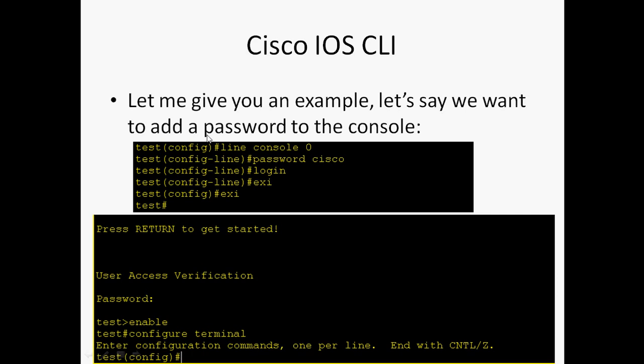Let me give you an example. Let's say we want to add a password to the console. In a switch, by default there is no password set for the console. So now I'm going to set a password for the console. In global mode I have to go to that console: line console 0. Now the switch will enter the sub configuration mode. Here we can see config-line. Then I set the password. Password is a keyword, then whatever password you want. Here I have given Cisco.